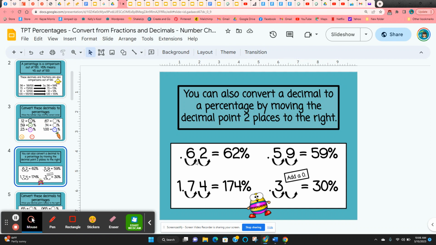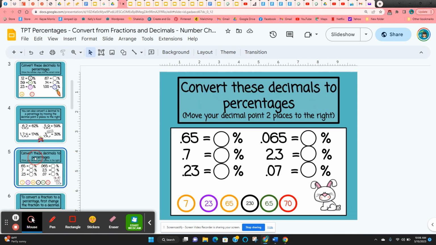So 62 hundredths would be 62%. Now, when you get to a number like this that has a whole number greater than 1, move the decimal 2 places to the right, you get 174% in this case. Now on this one, for 3/10, again, move your decimal point 2 places to the right, but since there's no number there, you have to put a 0, and it would not be 3%, it would be 30%. So a good teaching slide.